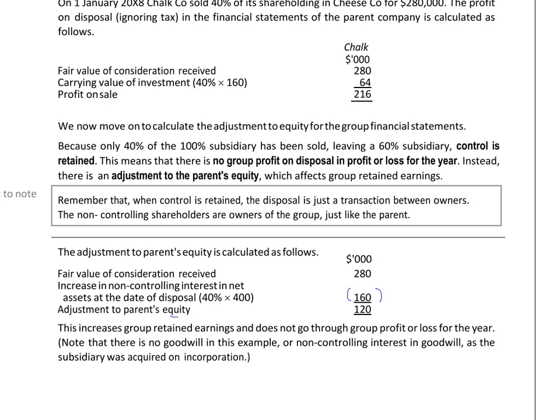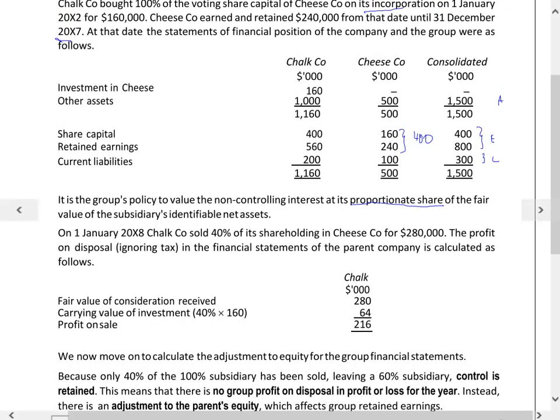Do I still consolidate the subsidiary at the end of the year? Yeah, I still own 60%. I still have control. I therefore must consolidate. So now, when I sell 40%, will I receive money? I receive how much? 280. I will sell off my investment. It was 160. Minus how much? 64. 96 individually.